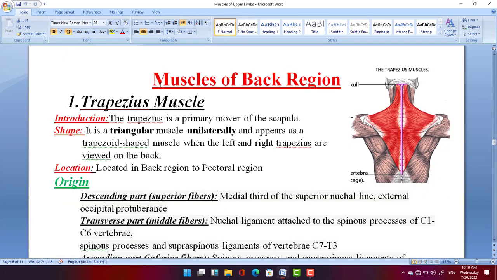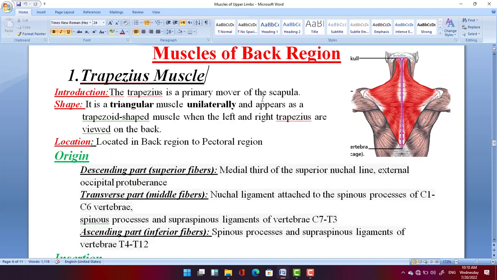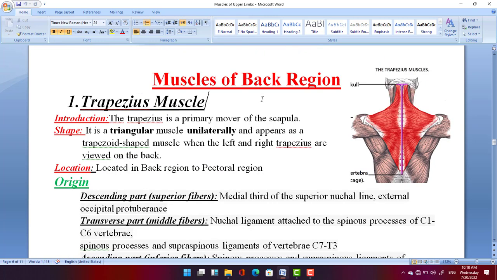Now there are muscles of the back. We know that our upper limb is divided into 6 regions: the pectoral region, the back region, shoulder region, arm region, forearm region, and hand. We have discussed the muscles of the pectoral region. Now we will discuss the muscles of the back. The back region means the region posterior to the pectoral region. So the first muscle is the trapezius muscle.